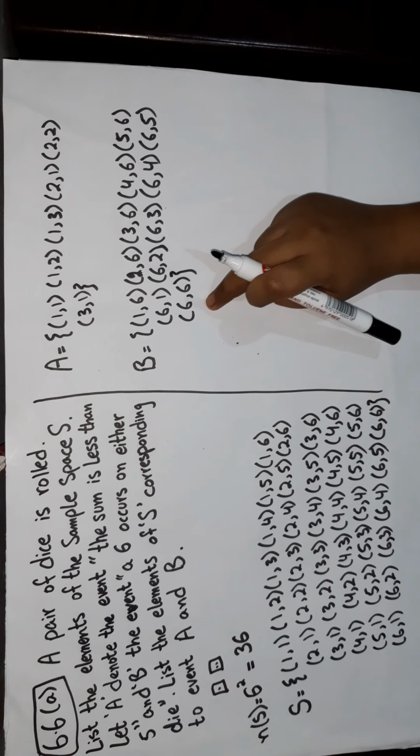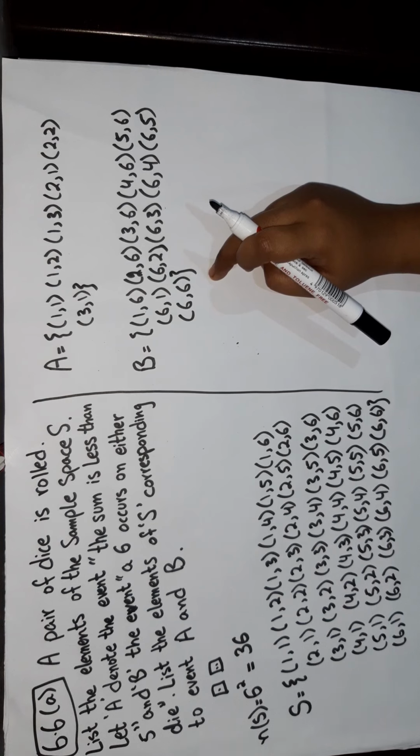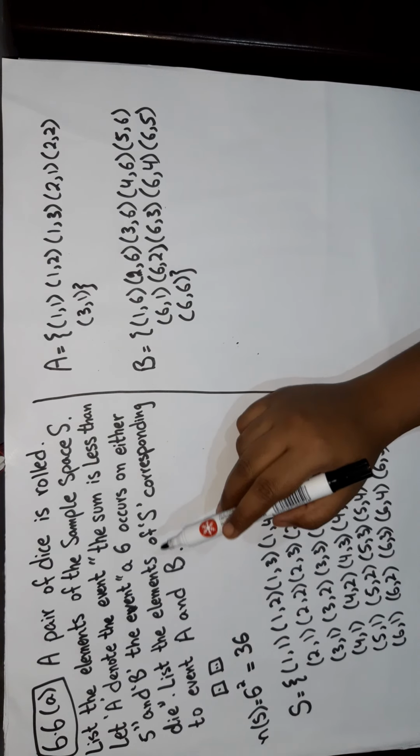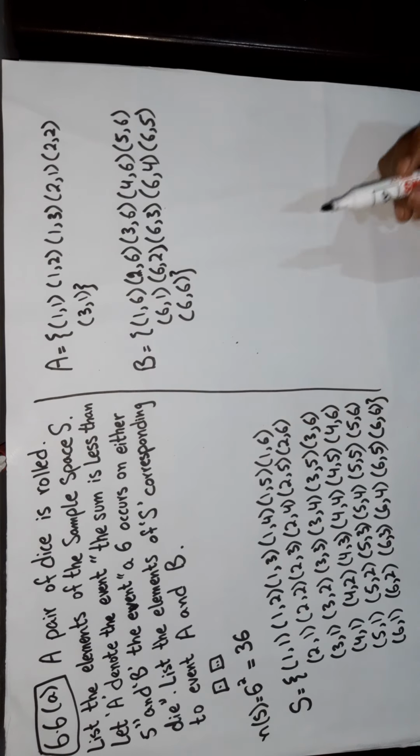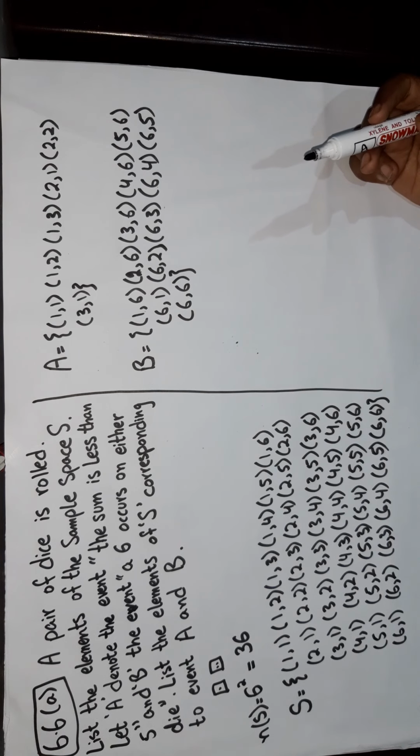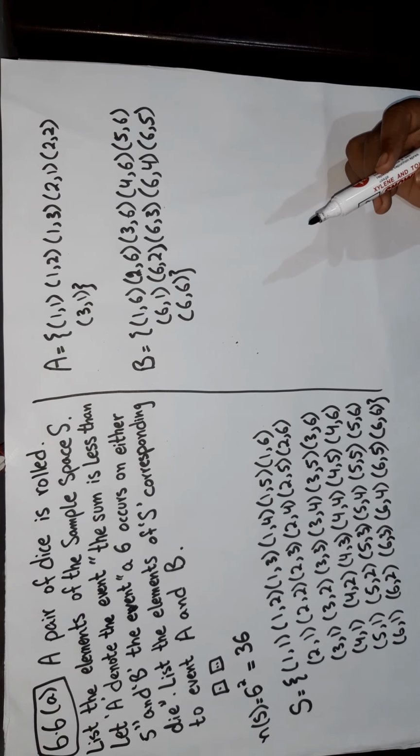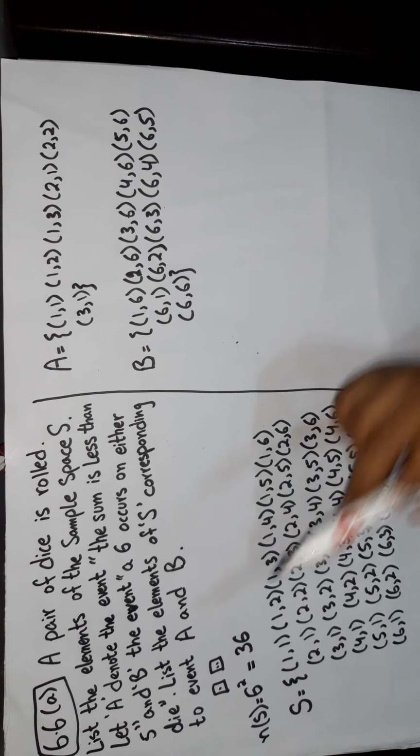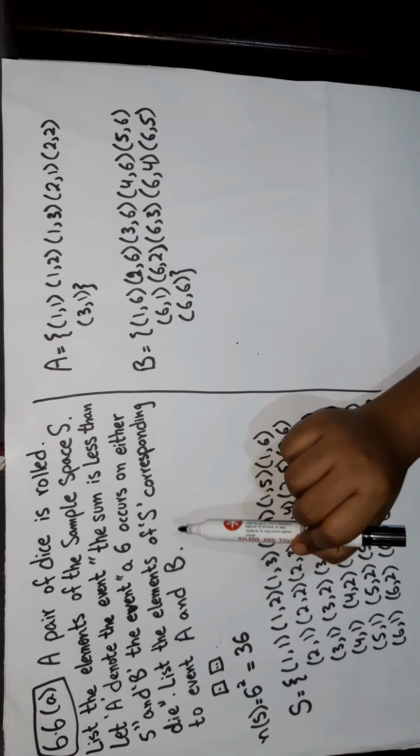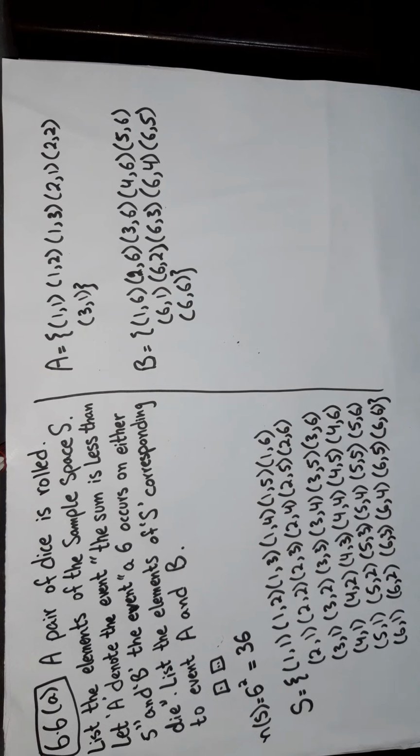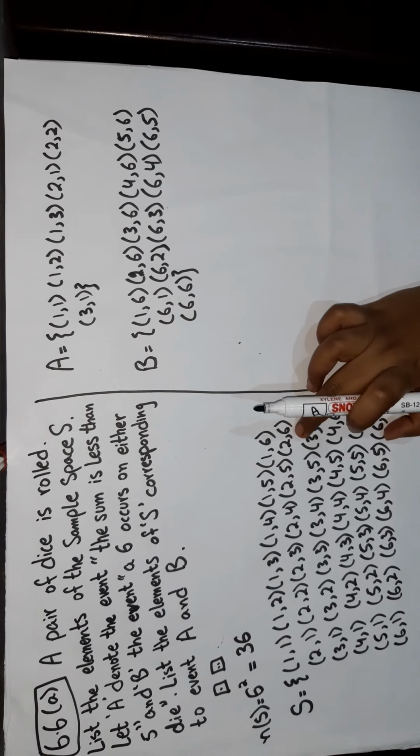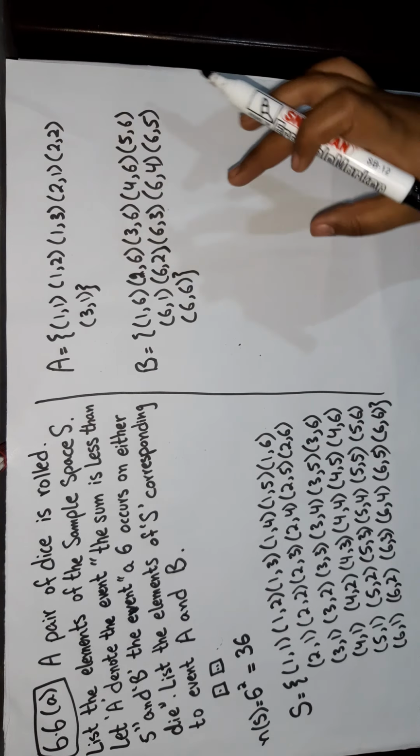So we can include 6 6 also, because here there is no restriction that a 6 occurs on either side. Here 6 occurs on both sides, so we can include the 6 6 item. Now what else do we have to do? List the elements. Yes, we have listed all the elements of the sample space, event A and event B.